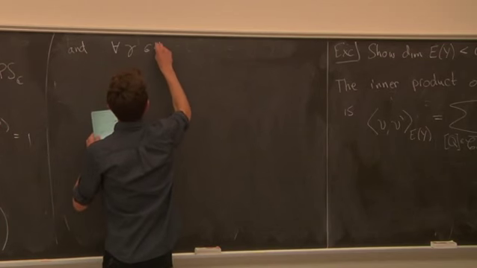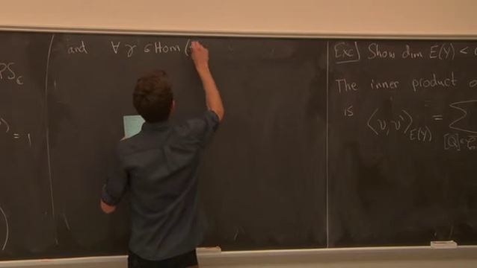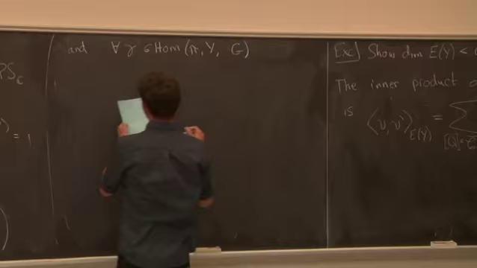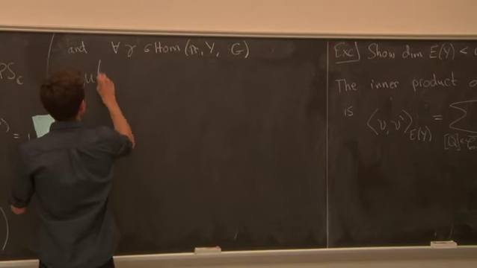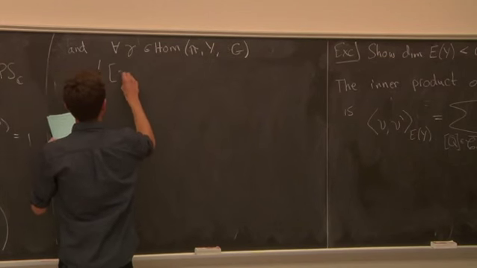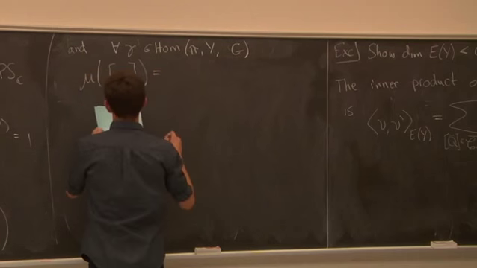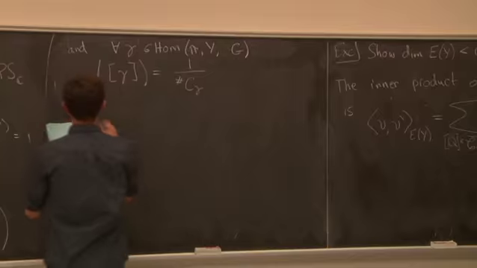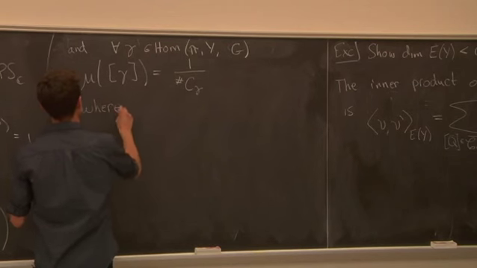And if we have a homomorphism from pi1 into the group, then identifying this with a bundle, the measure is 1 over the centralizer of the image.